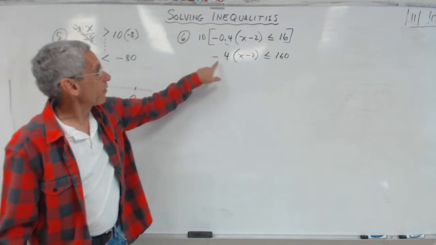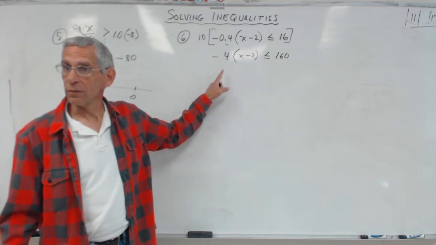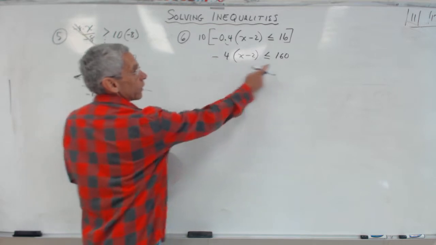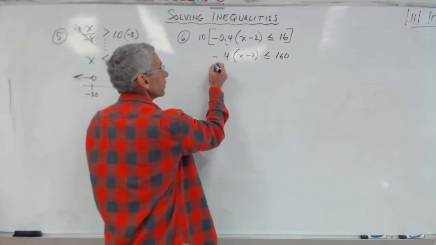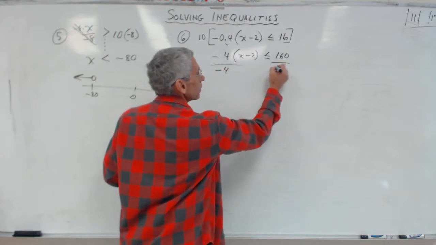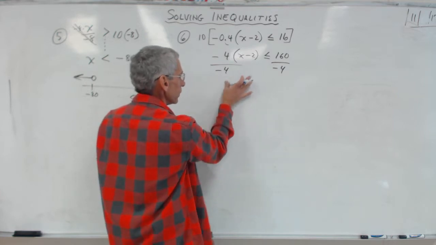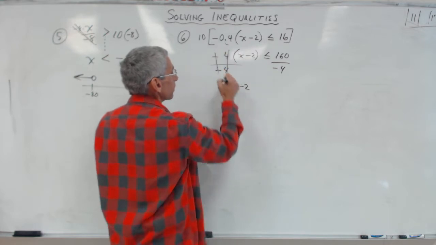Now, I could do my distributive property if I want. Or what else could I do? You could divide both sides by four. I could get rid of this 4 right away because I know 4 goes into 160. But you have to flip the sign. Yes, exactly. So I'm going to divide both sides by negative 4. That gives me, I don't even need my parentheses anymore, do I? Nope. It's just x minus 2. Those cross out, right? Yes.